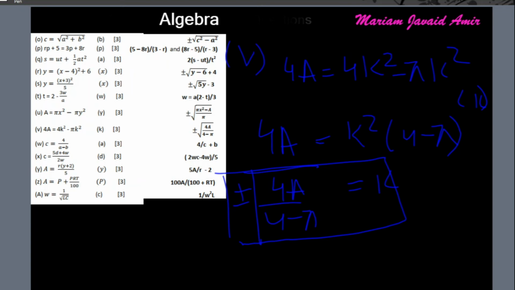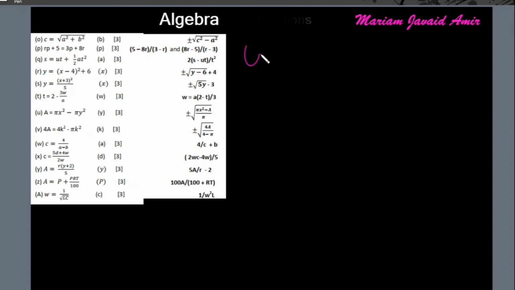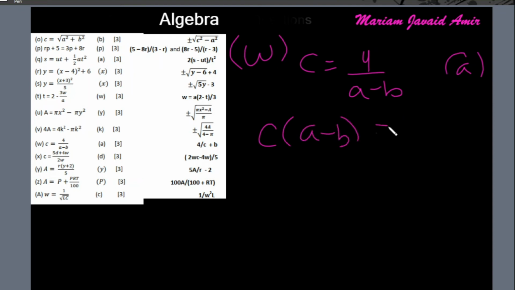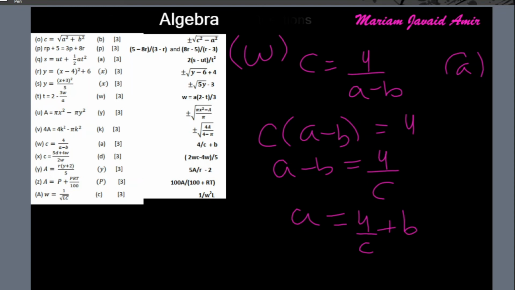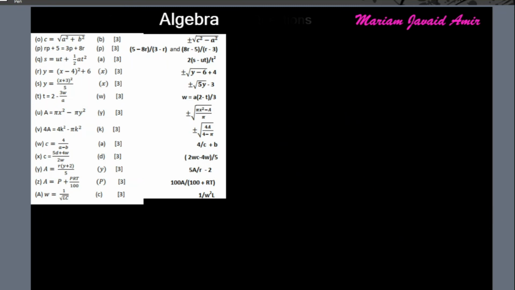Next I'll do part W, which is C equals 4 over A minus B. So make A the subject. Let's write C times A minus B equals 4. Let's move C. It will get divided with 4, then send B to the other side. It will get added to the fraction. Or you may take LCM and write it as 4 plus CB over C. Both are correct. Then in part X we need to make D the subject, and it's pretty simple. Then so is Y. Let's do Z now.